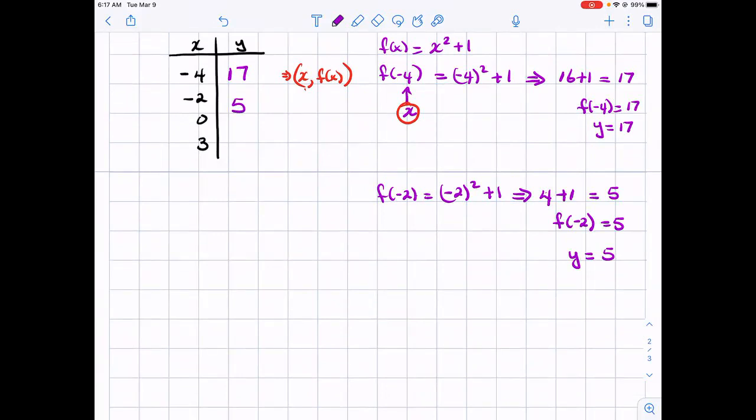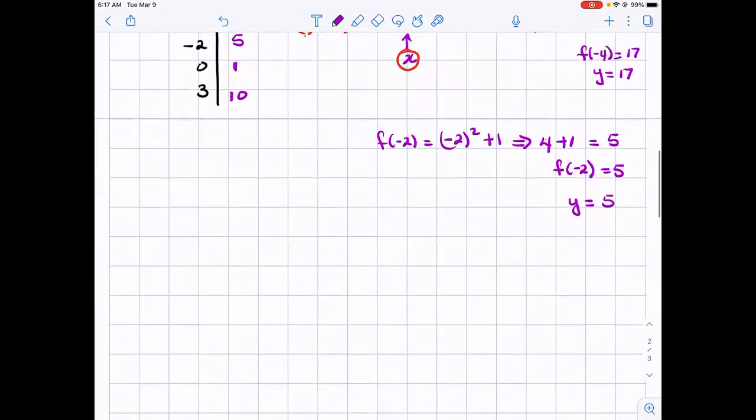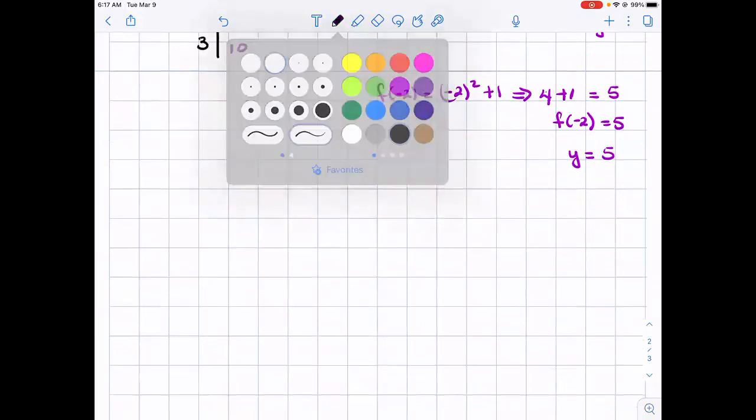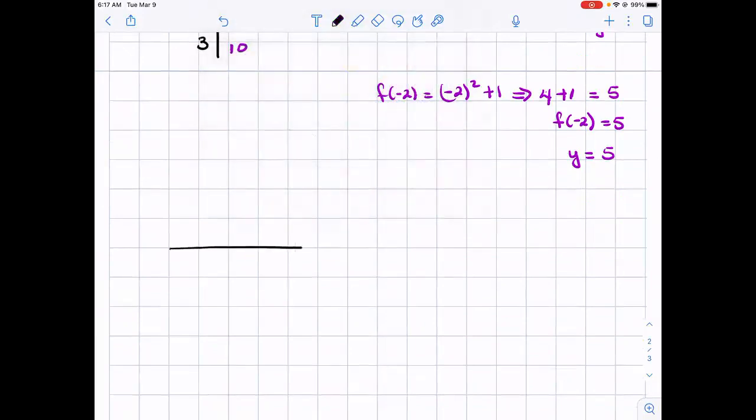And if you continue to do this, you will see that this point here will be 1, and then this point here will be 10. And if we plot those points, that's how we end up with our graph.